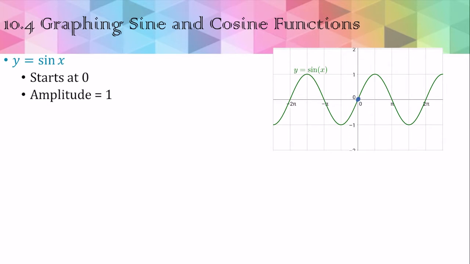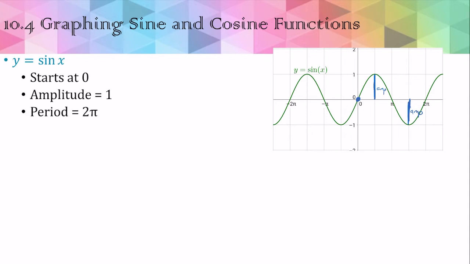The amplitude is 1. The amplitude is this distance between the middle and the highest point, or the distance between the middle and the lowest point. Both of those are amplitude. The period is 2 pi.